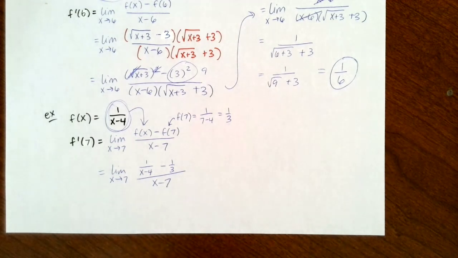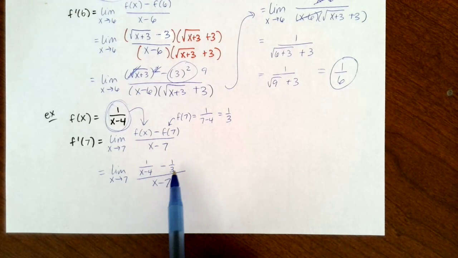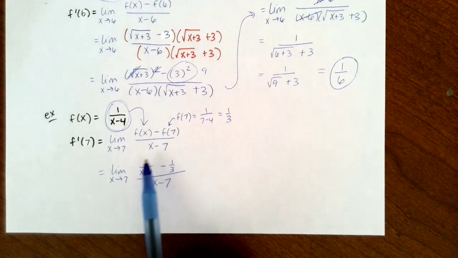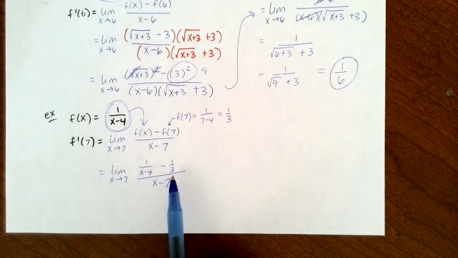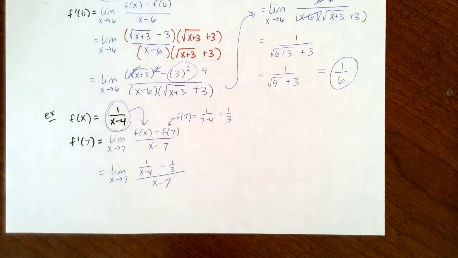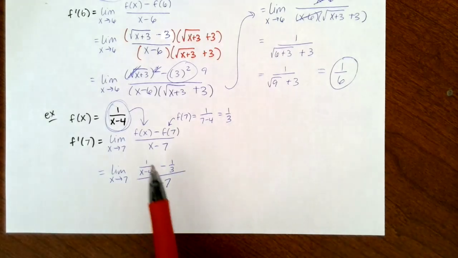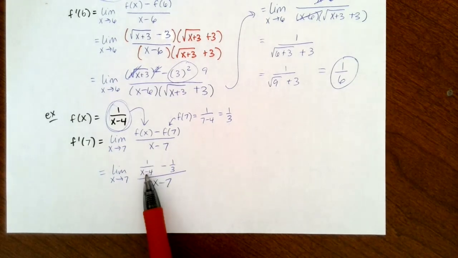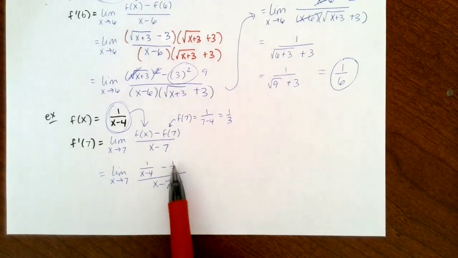Because I see fractions, I'm going to do an LCD. So I'm going to ignore the x minus 7 down here for a minute and just focus on these fractions up top. 1 over x minus 4 minus 1/3. I want to make them have a common denominator so I can combine them into a single fraction. So this fraction needs times 3 top and bottom. This one needs x minus 4 top and bottom.